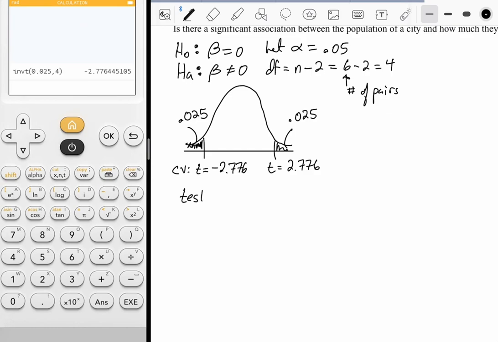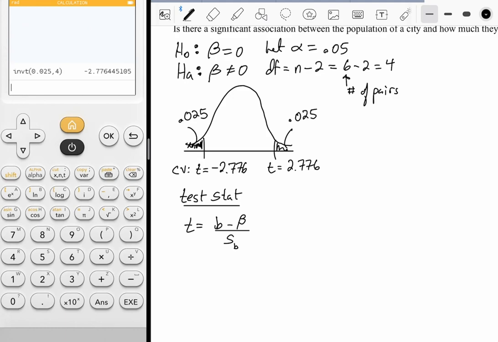Test statistic formula. In its most simple form, T is equal to B minus beta over the standard error of the slope. All right. The B we don't know yet because we didn't run the linear regression, which we'll have to do. The beta is going to be 0. That comes from the null, so that's fine. And we have no idea what the S sub B is.